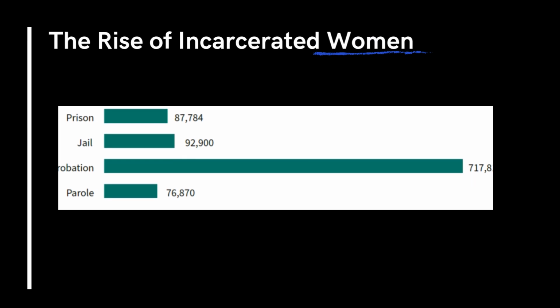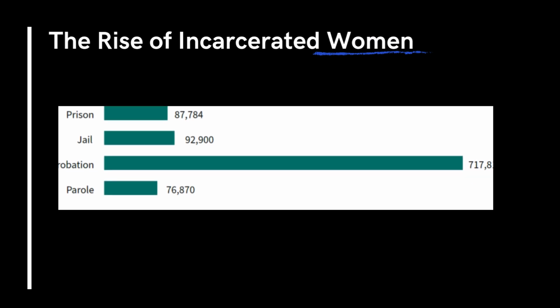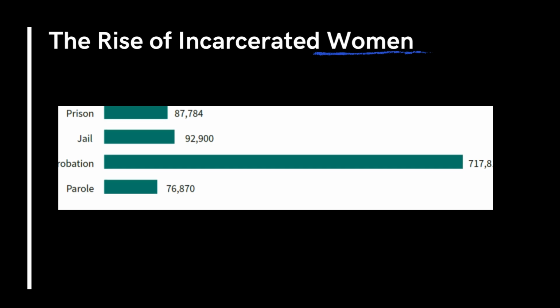And then here's another graph showing the number of women involved in the correction system as it plays out through prison, jail, probation, and parole. And as you can see, the system does tend to put women on probation instead of prison and jail, as the number is disproportionately larger for probation than it is for prison, jail, and parole. Parole being the smallest number there.